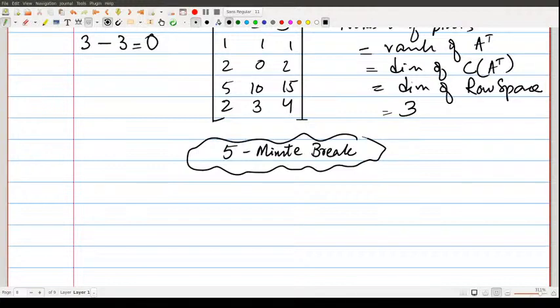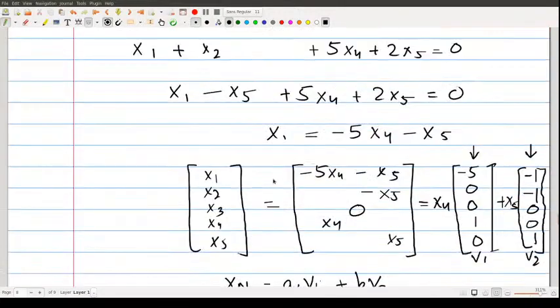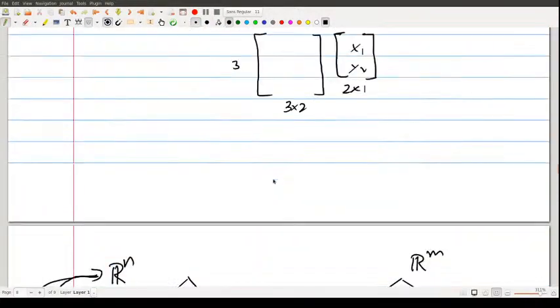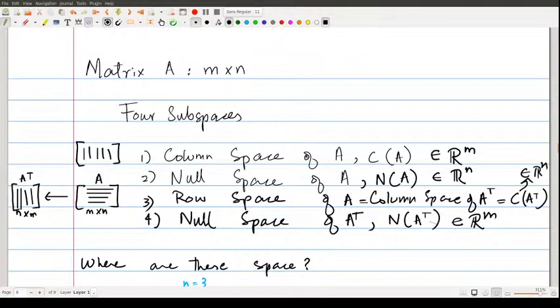All right. So the question that we now need to answer is, how do we find a basis for these different subspaces that we have? So we have 4 subspaces: the column space of A, the null space of A, the column space of A transpose, and the null space of A transpose.